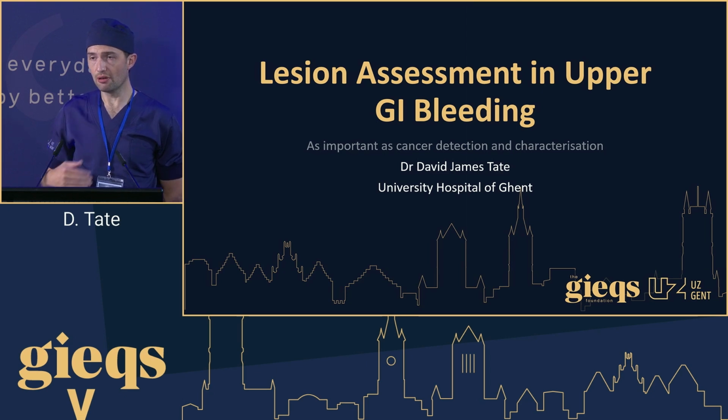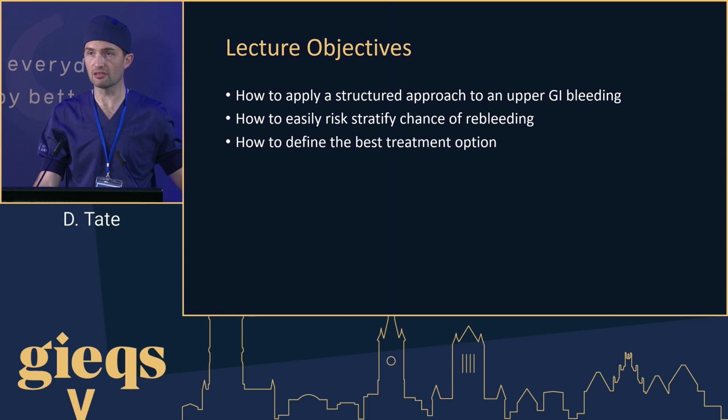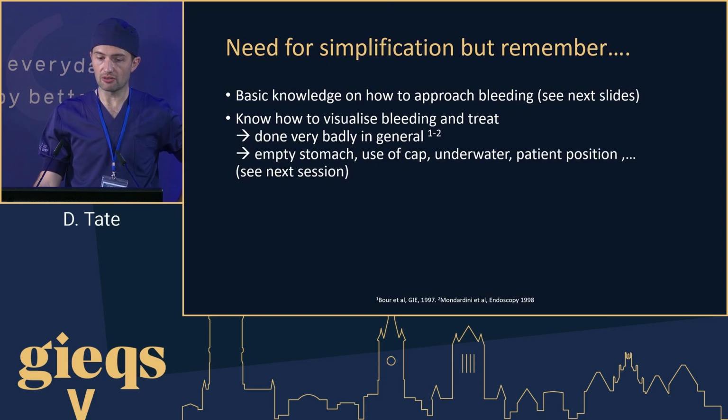In this case, we are presented with a patient who has had either melena or hematemesis or whatever they've had, and we're going looking for another type of lesion, but it is not a cancer, or though it may be, it is in this instance, in the acute situation, a bleeding. So how can we apply a structured approach to upper GI bleeding, which fulfills the things I've just said, easily risk stratify the chance of rebleeding, and define the best treatment option?